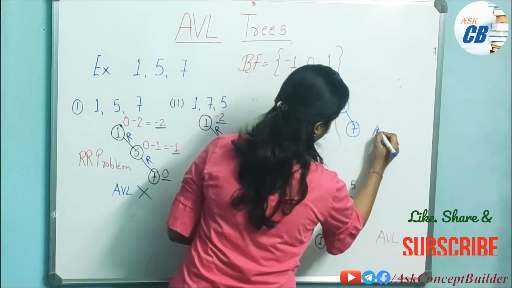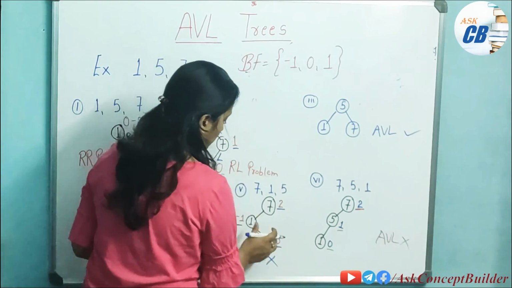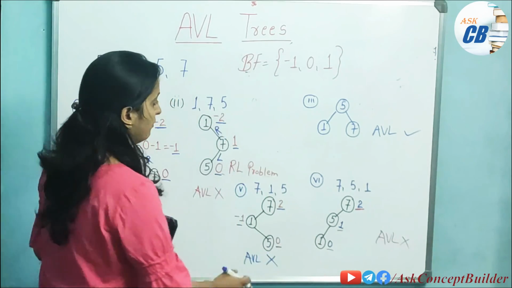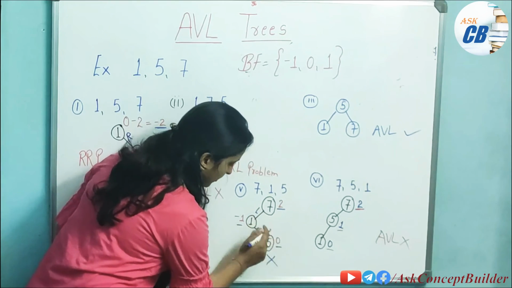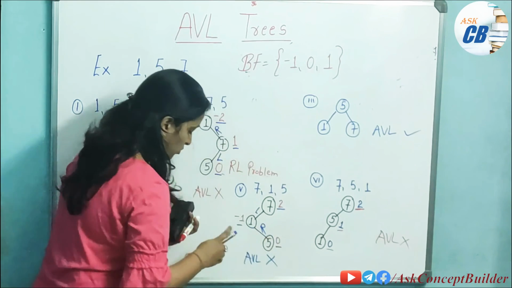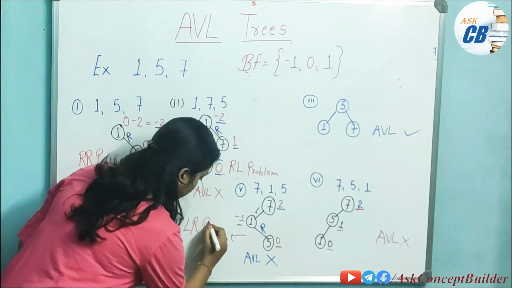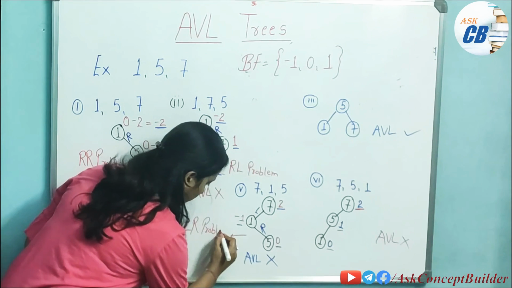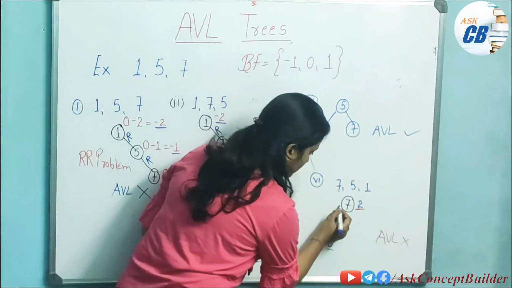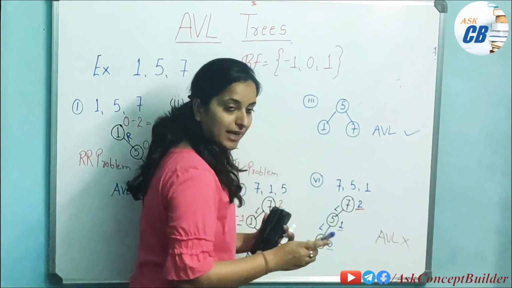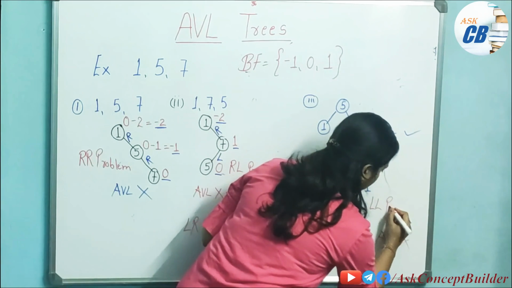So this was your AVL tree. This was fine. Now this one, see what we can write. This is the left side, so we write L, and this is the right side, so we write R. This problem we will call the LR problem. Now this one, because both are on the left, we write LL, and this problem we will call the LL problem.